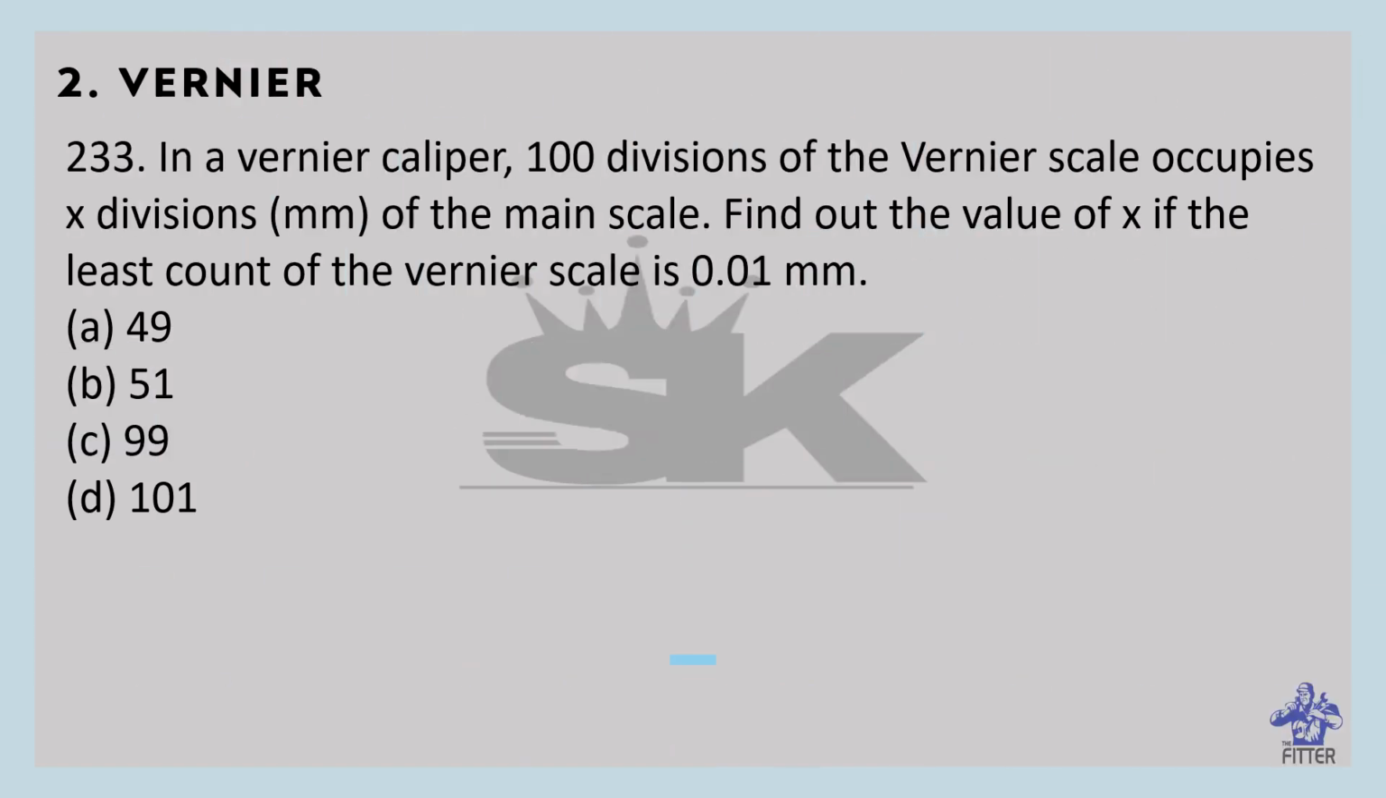In a vernier caliper, 100 divisions of the vernier scale occupy x divisions of the main scale. Find the value of x if the least count of the vernier scale is 0.01 mm. Okay. So here, 1 division of the main scale equals 1 mm. So x divisions of the main scale equals x mm.